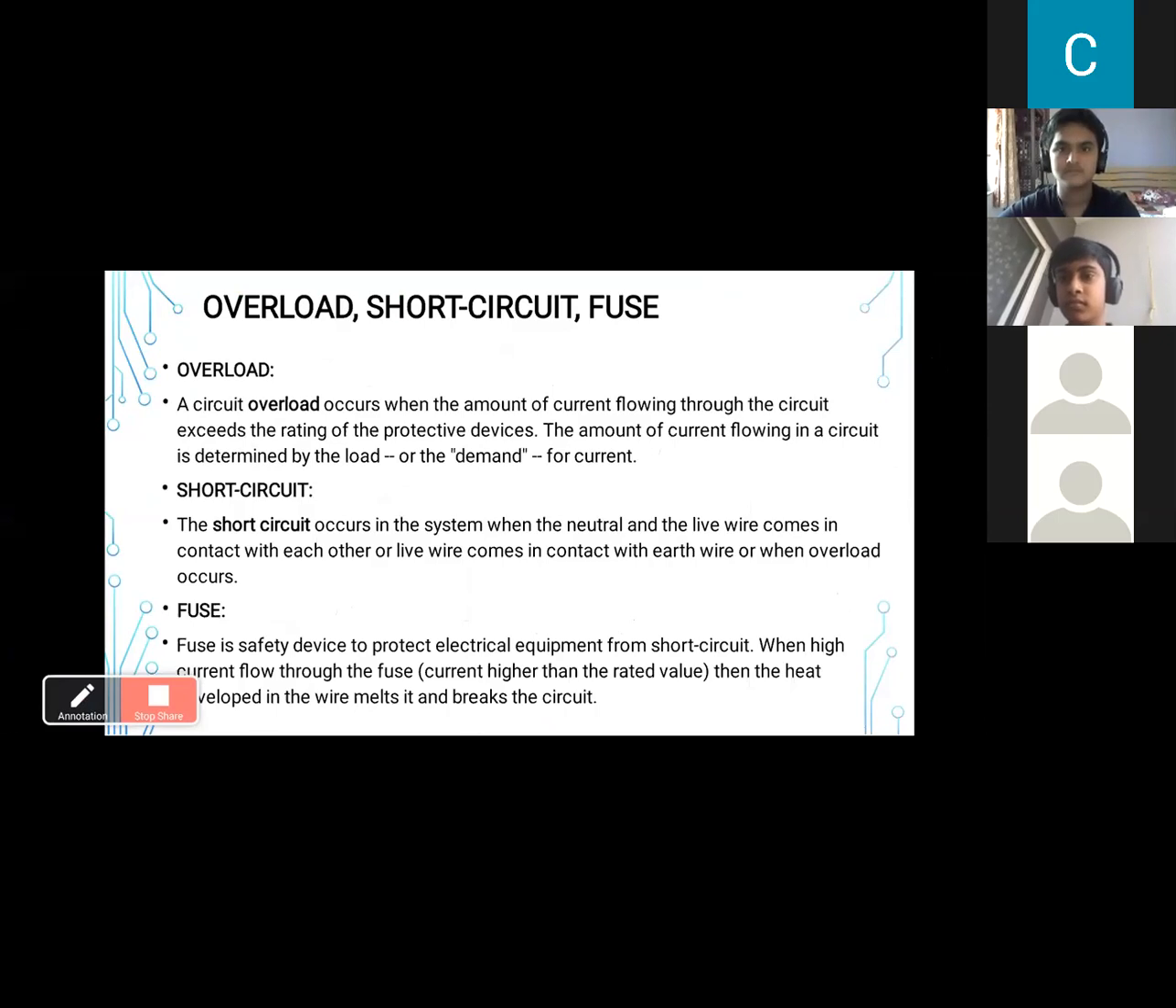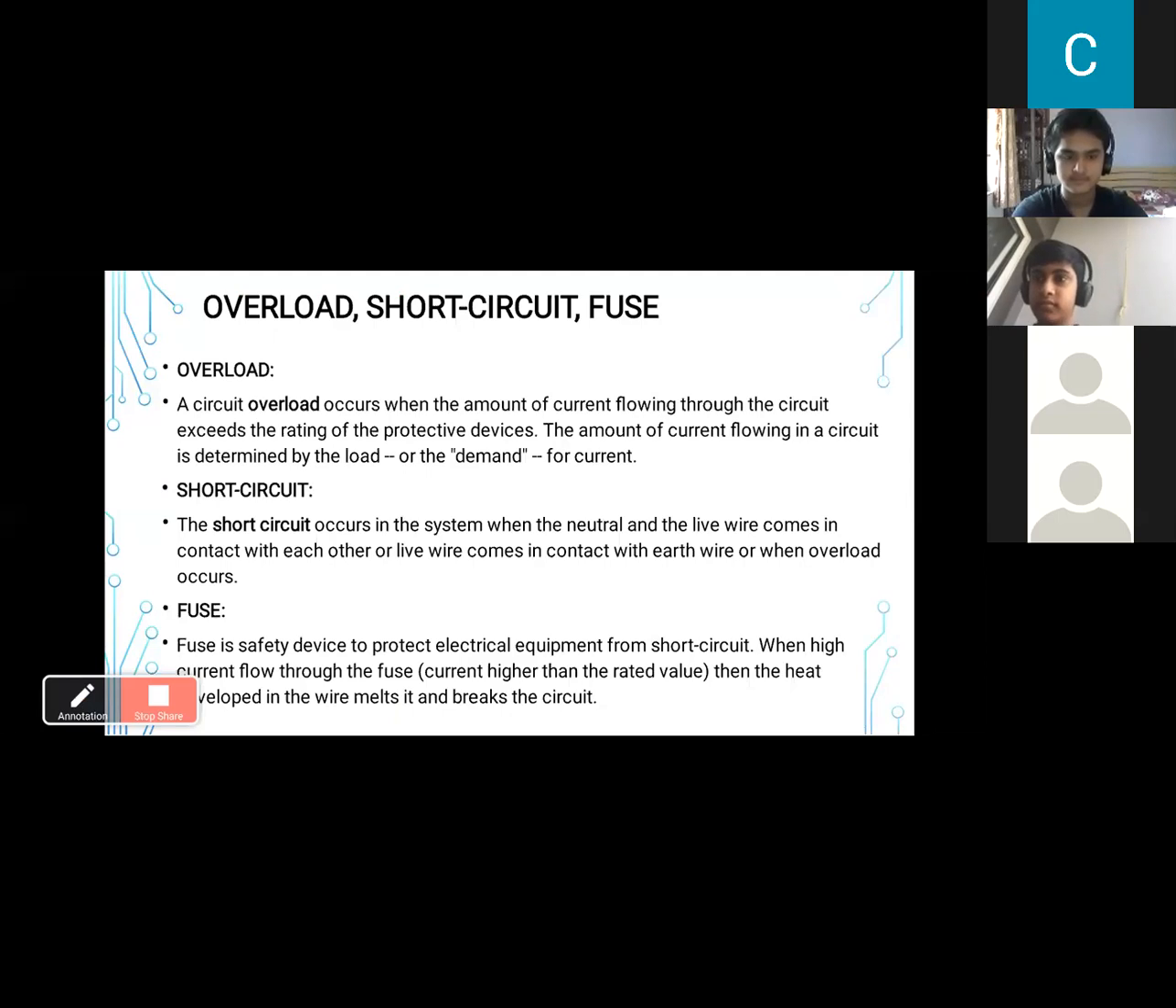We don't want our electric equipment to get damaged. Whenever the current increases, overload occurs. So what happens? The fuse is made up of a low melting point material. When high current passes through the fuse, it will melt first and break the circuit. At that point itself, the high current will not go to the equipment, and my electrical appliance will be saved. Only the fuse will be affected. The fuse will break.